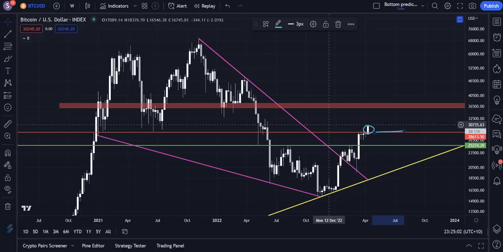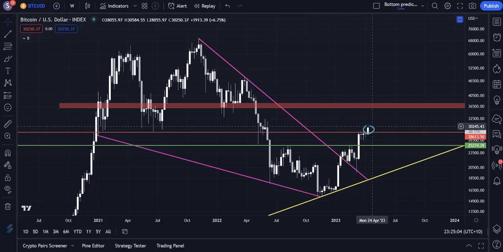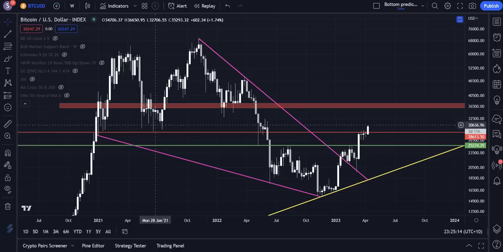I'm talking years. I'm talking maybe even indefinitely, right? It really depends. I can't say indefinitely. Obviously, you can't make predictions for a decade in the future, but I'm talking years here. If we close this weekly candle above 28.6k, it's not my opinion. It's the facts from the charts. This is a major level.